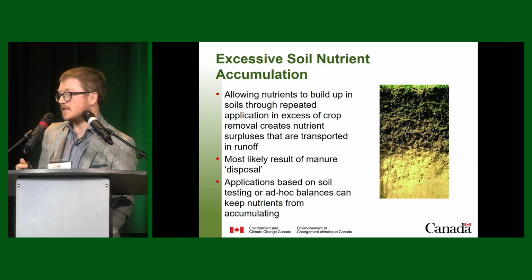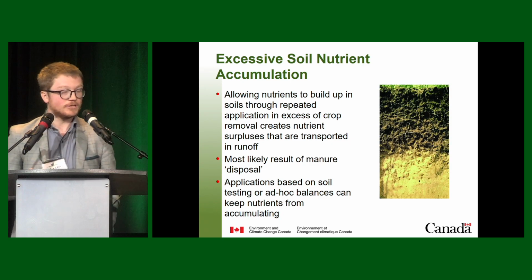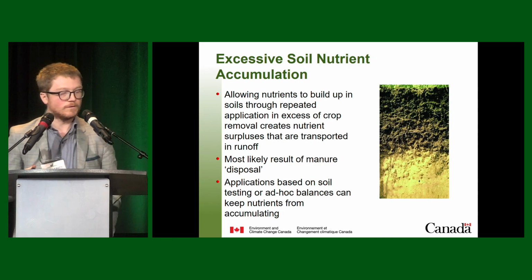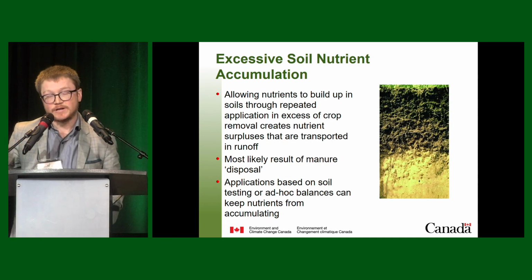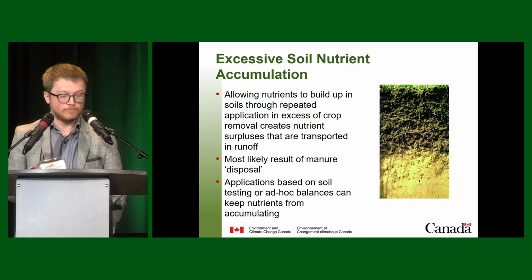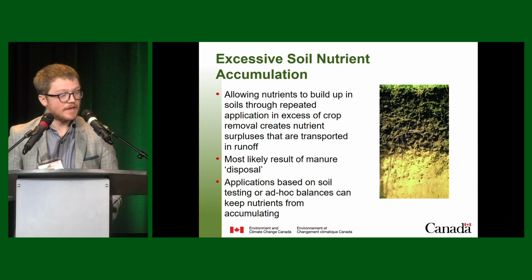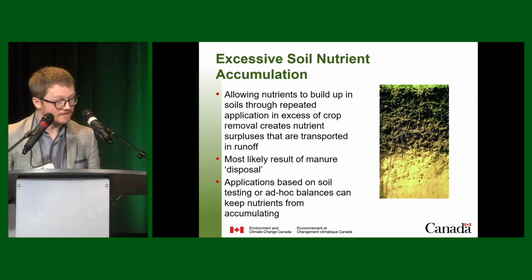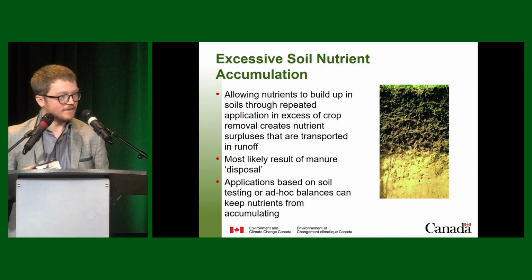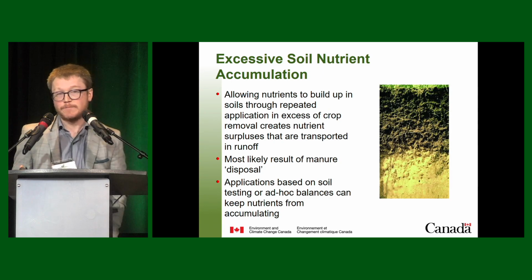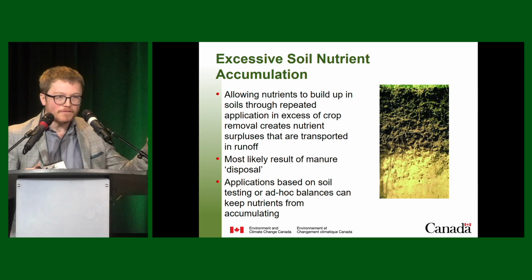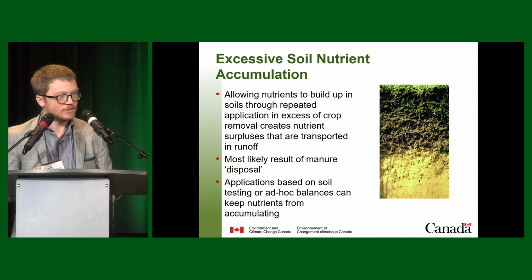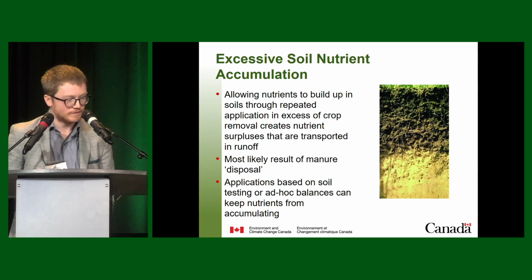Another example is in the case of excessive soil nutrient accumulation. So essentially what we're seeing is allowing the nutrients to build up in the soil profile over time through repeated applications that are in excess to what we are seeing for crop removal. And this can result in surpluses that may be exported in runoff. So there are a couple of situations where we see this, and this is timely after the talk that Jeff just gave in the example of manure applications, so the importance of not viewing it as simply a disposal strategy, but really trying to dial in the rate to match that rate of application to what we're expecting to be removed in the harvested crop.